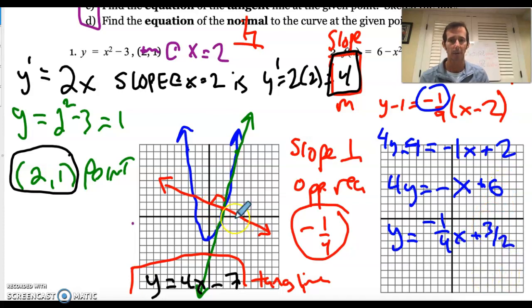And notice how perfectly accurate this is. There it is, about 1.5 is my y-intercept. Maybe using the other format would have worked for that.